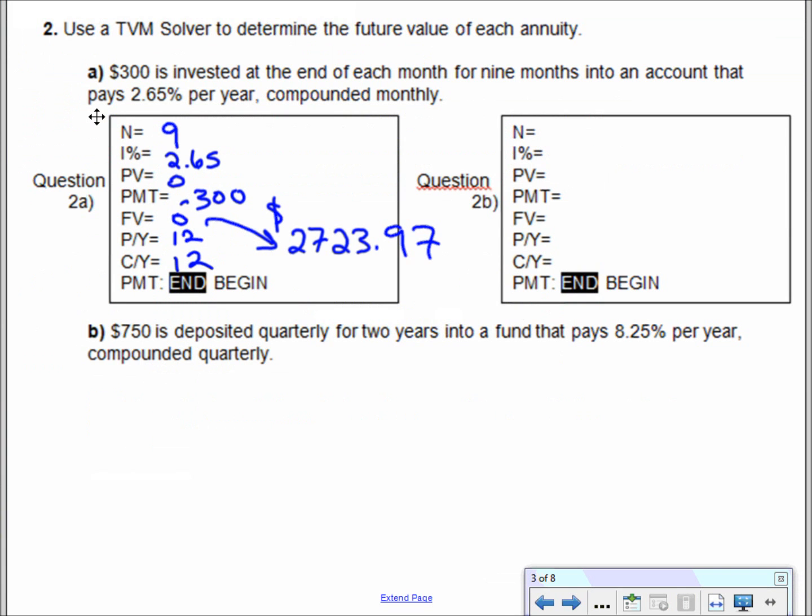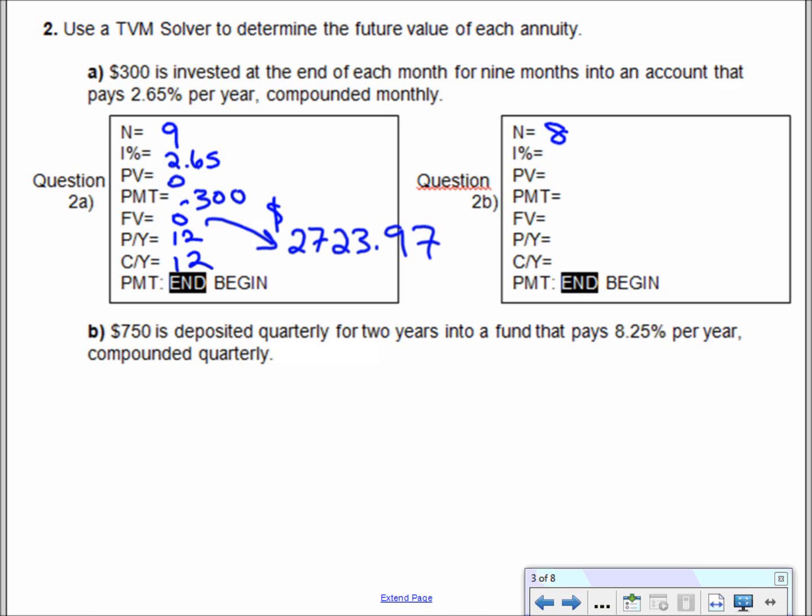Okay. Deposited quarterly for 2 years into a fund that pays 8.25% per year. $750 is the payment because you're depositing $750. Okay, so we just talked about this. N is quarterly times 2 years, so N is going to be 8 payments.